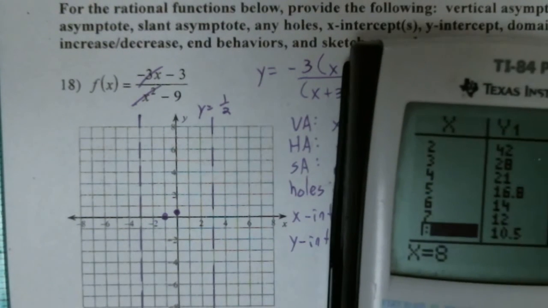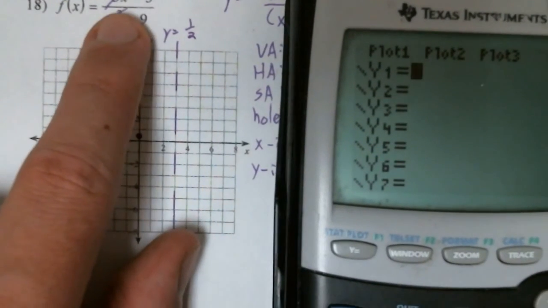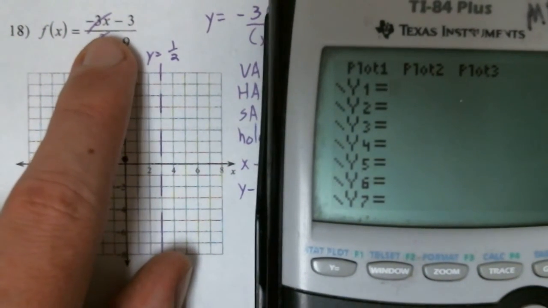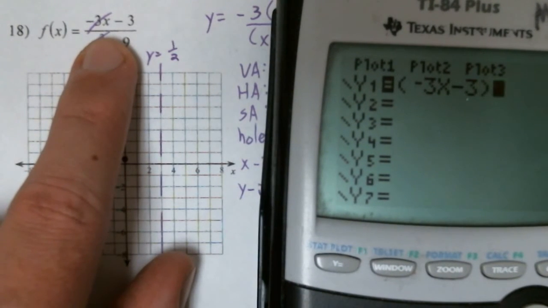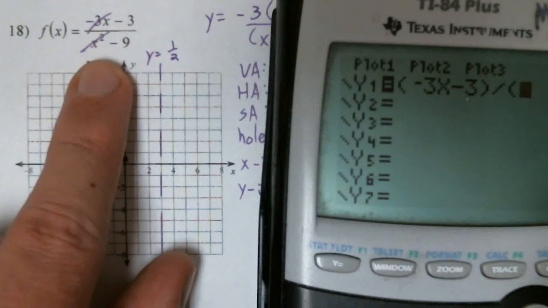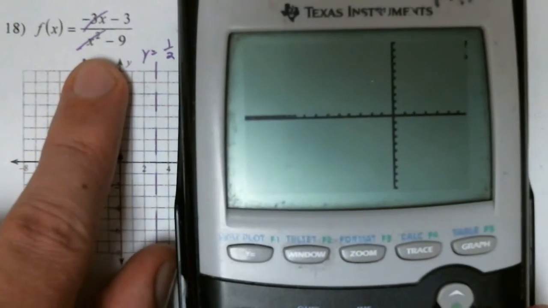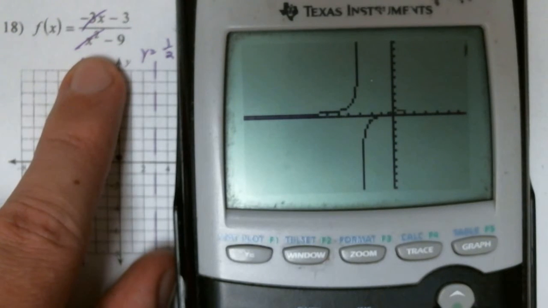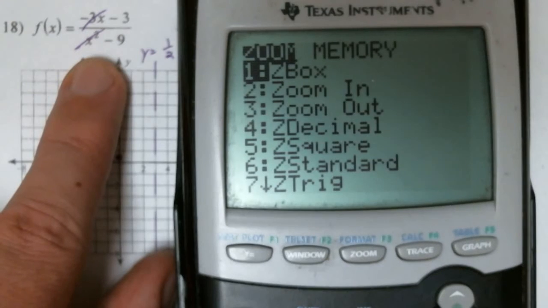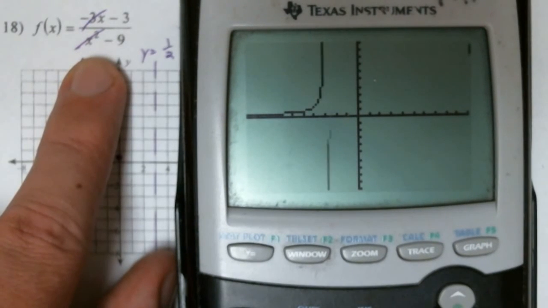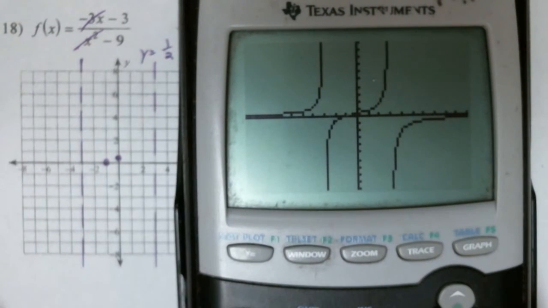Now you can use your graphing calculator to get a general sketch of what this looks like. Let's type in our original rational function: parentheses -3x minus 3, close the parentheses, divided by parentheses x squared minus 9, close the parentheses. Let's graph that. Looks like my window's out of range here, so I'm going to go Zoom 6, standard window. There we go. There's an asymptote, and there's the other asymptote. Now I've got what I need.